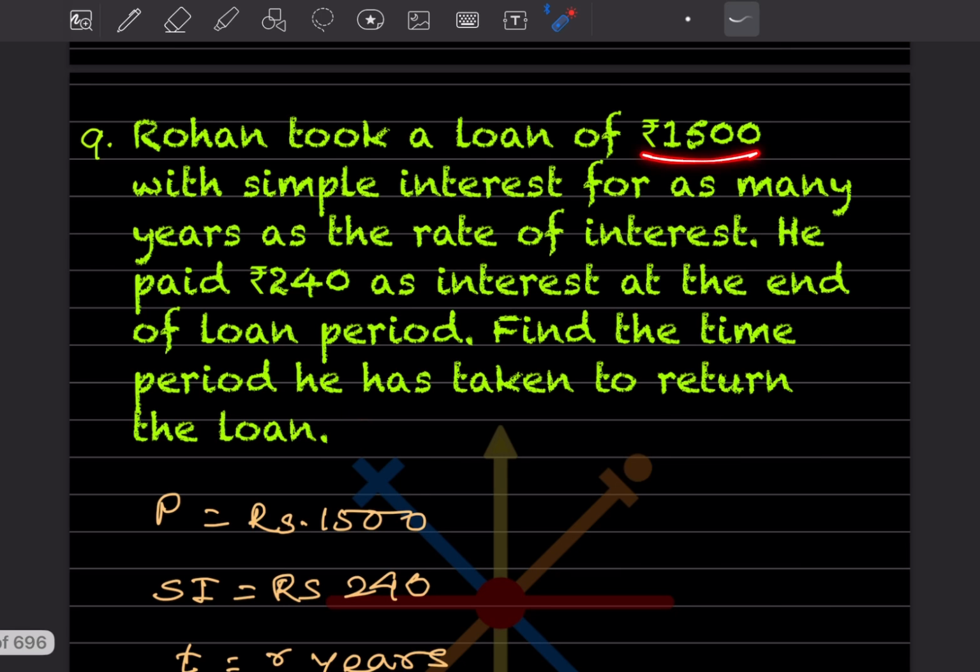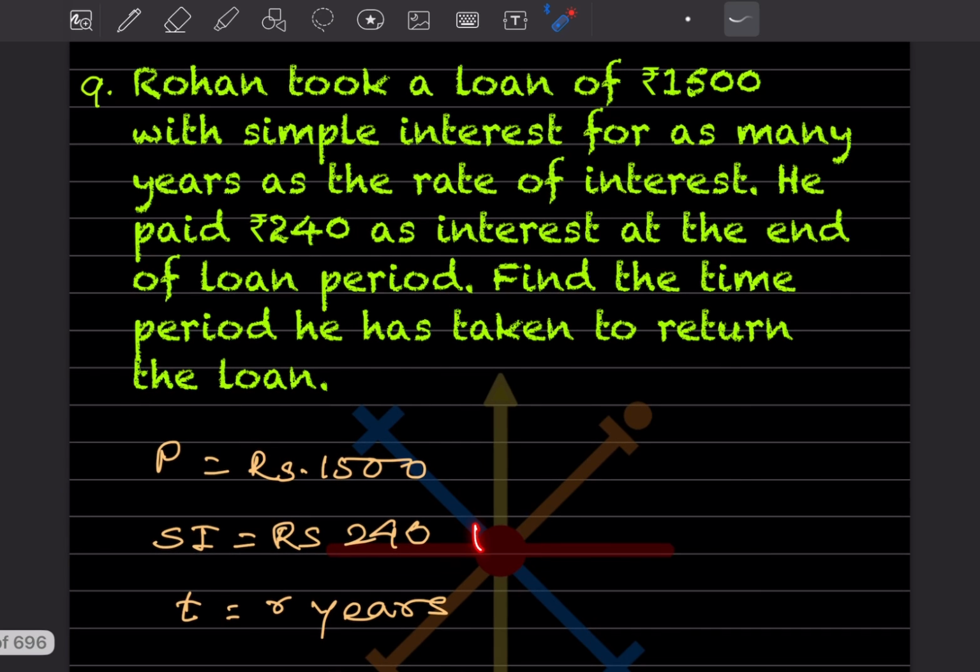So principal is given as 1,500, and here with simple interest for as many years at the rate of interest, and he paid, how much simple interest is that? That is rupees 240. So the simple interest is 240 as interest at the end of the loan. So we don't know the time, but they said for as many years as the rate of interest. So the time is the same as the R. So this is the important step. T is equal to R because it is same.